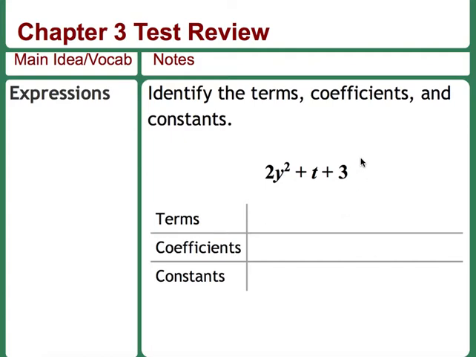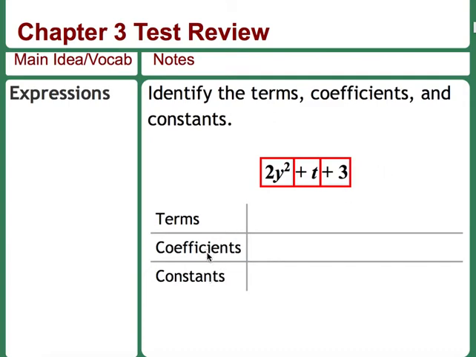So for example, for this one, remember the terms. Those are the items that make up the expression. Okay, so they are separated by any addition or subtraction symbols. In this case, we have all addition. So those are our terms. And we want to find the coefficients and constants.